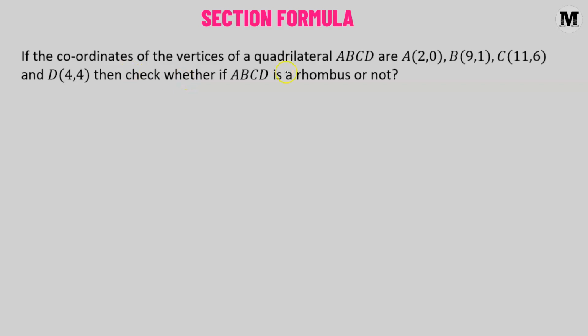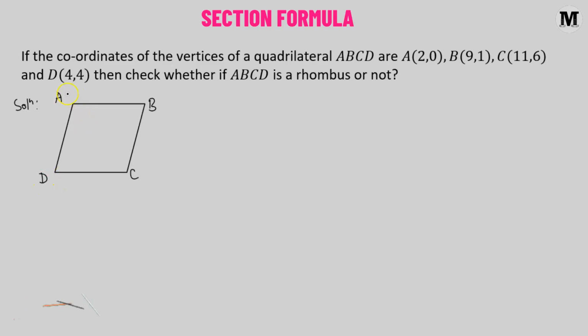If the coordinates of the vertices of a quadrilateral A, B, C, D are given, then check whether ABCD is a rhombus or not. So let us begin. So let's say we have a quadrilateral A, B, C, and D.